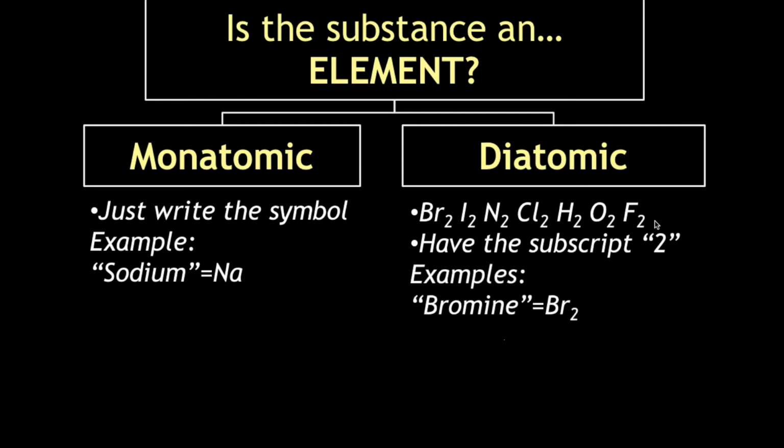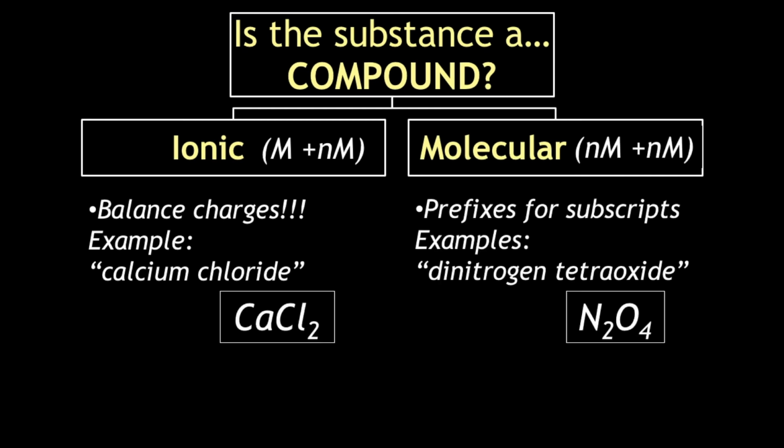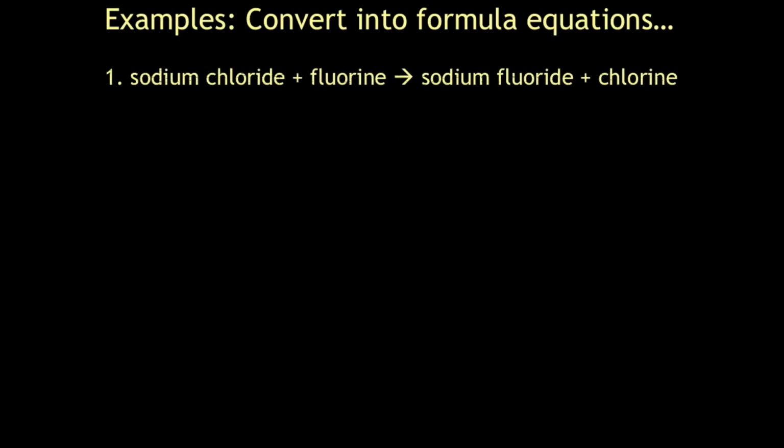If it's a compound, you're going to determine if it's ionic or molecular. If it has a metal and a nonmetal, it'll be ionic. If it has 2 nonmetals, it's molecular. We'll just skip through these because you just had a lesson over that.